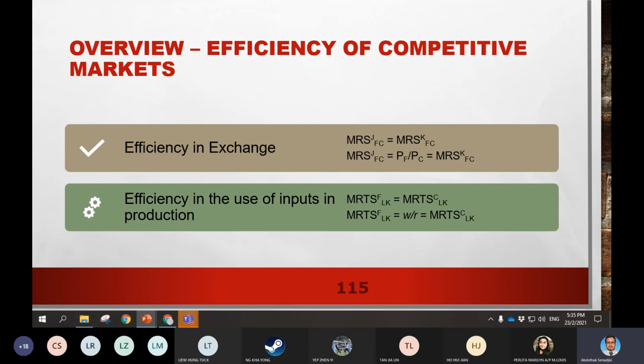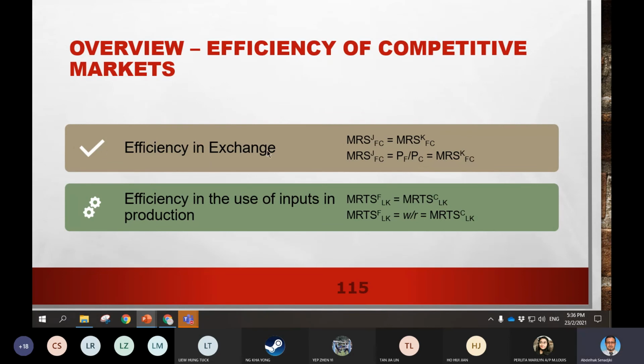Then also, we say a competitive market achieves this efficient outcome because for consumers, the tangency of the budget line and the highest attainable indifference curve ensures that the marginal rate of substitution for Jane equals the marginal rate of substitution for K and equals the price of food divided by the price of clothes. So this is efficiency in exchange.